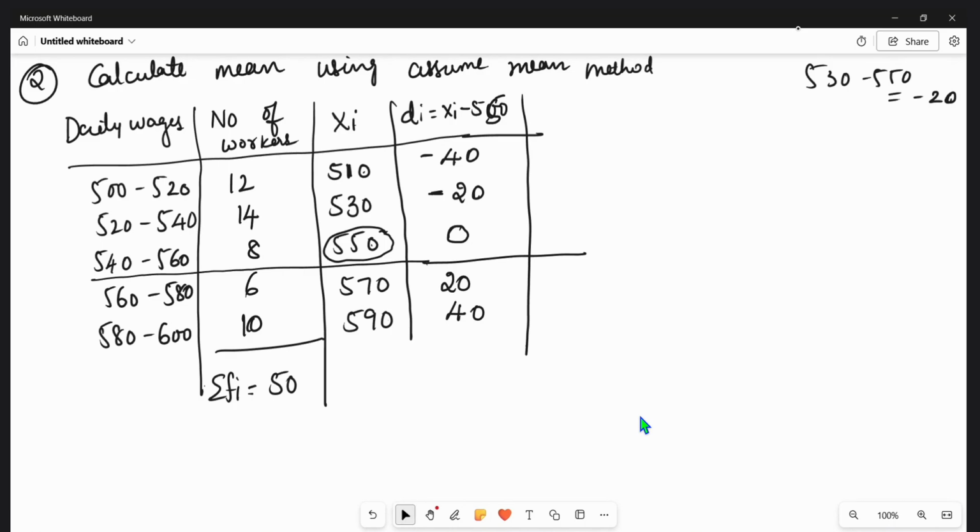What is the next step we have to do? Fi into di. Now instead of doing Fi into xi, we will do Fi into di. So the di value is reduced when compared to xi. Now it is easier to do Fi into di. Calculate Fi into di. So 12 into 40, how much will you get?